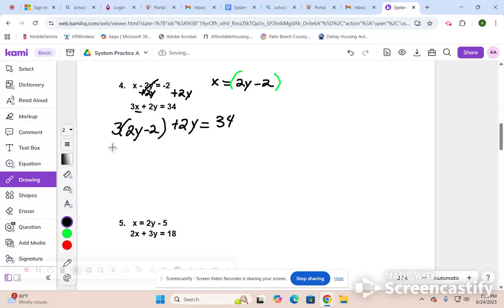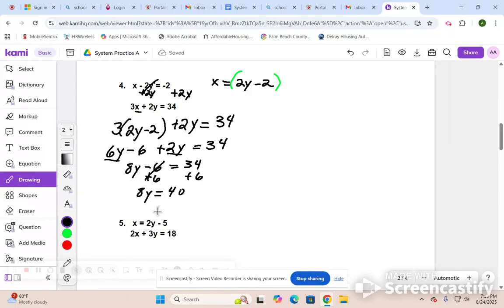So when we distribute the 3, we'll have 6y plus 2y equals 34. Well, 6y plus 2y is 8y minus 6 equals 34. We add 6 to both sides. So 8y equals 40. That means y is 5. Okay, so we have the y value for the solution for this system. We have y equals 5, so put it here for the y value.